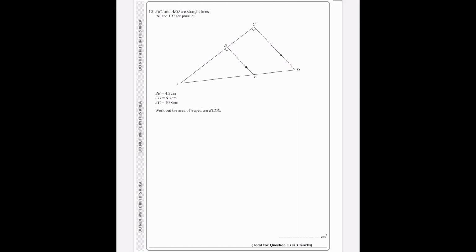For 13, we're dealing with two similar triangles, ABE and ACD. We know that B to E is 4.2, C to D is 6.3, and A to C is 10.8. So pairing up the sides, A to B and A to C are paired up, so AB over AC, AB over 10.8 will be equal to 4.2 over 6.3.